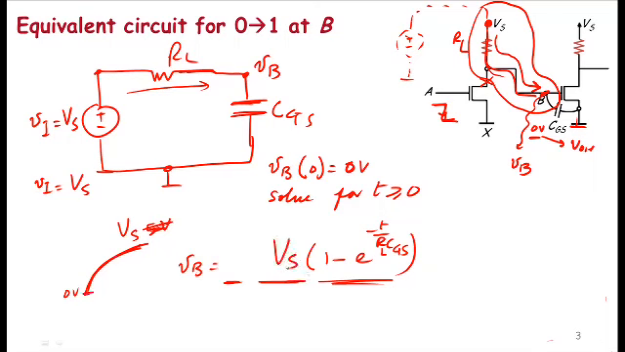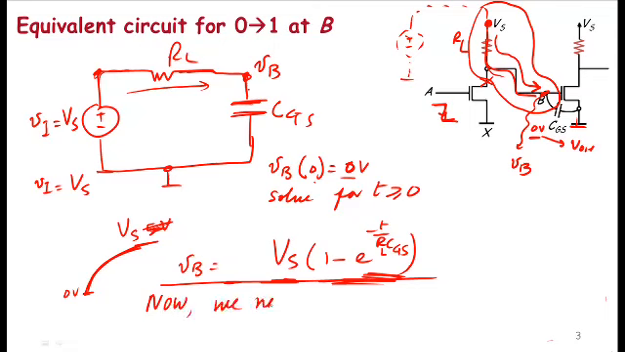Let's just confirm this. At time t equals 0, the exponent goes to 0, so VB is 0. So VB of 0 is 0. That makes sense. When t goes to infinity, the exponential part goes to 0, and so I'm left with Vs. So after a long time, the output goes to Vs, which makes sense because the capacitor is going to look like an open circuit in the long term, and as it completely charges up to Vs, no current will flow. So VB is given by this expression, and I hammered it out completely intuitively.